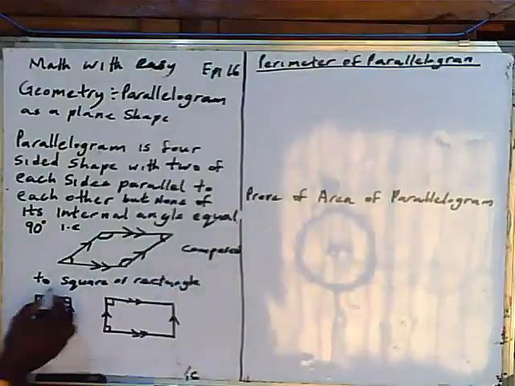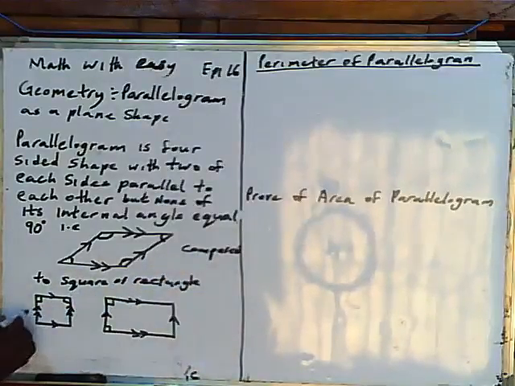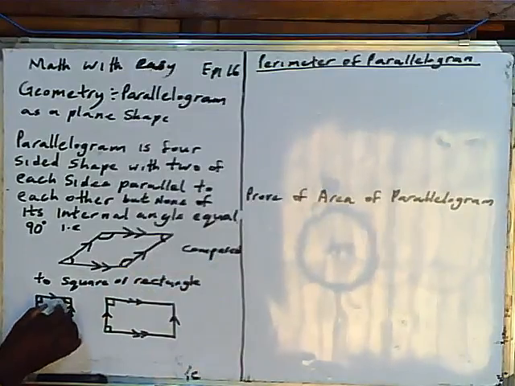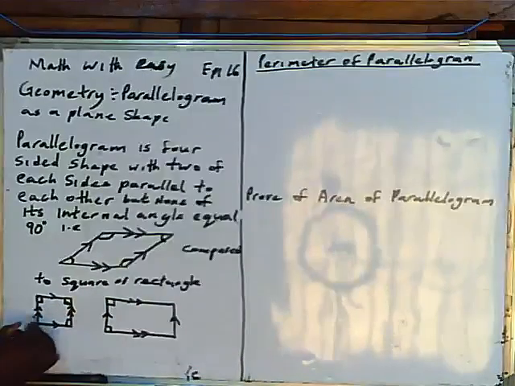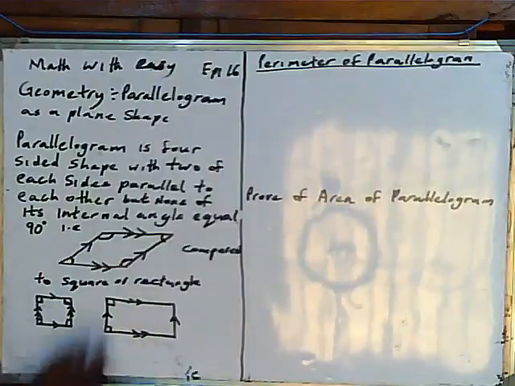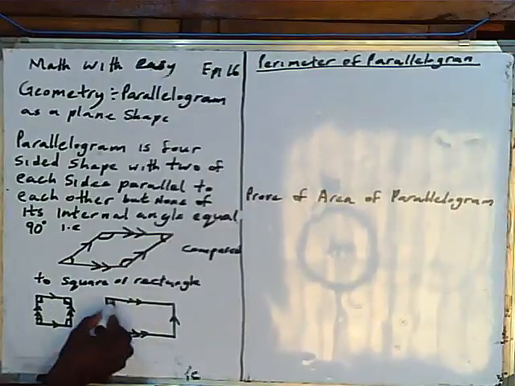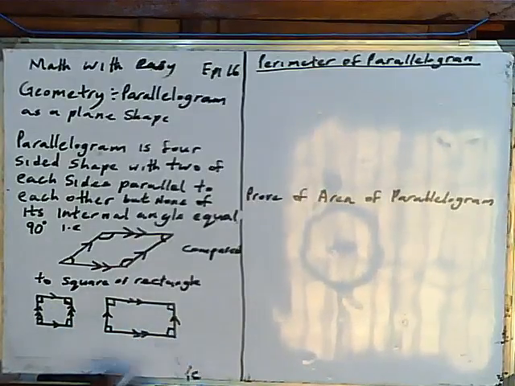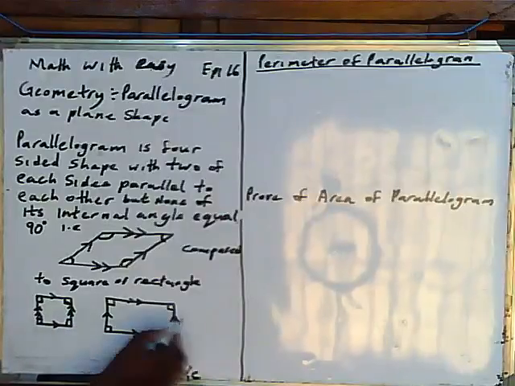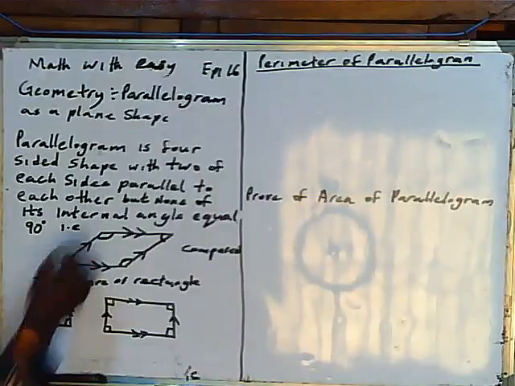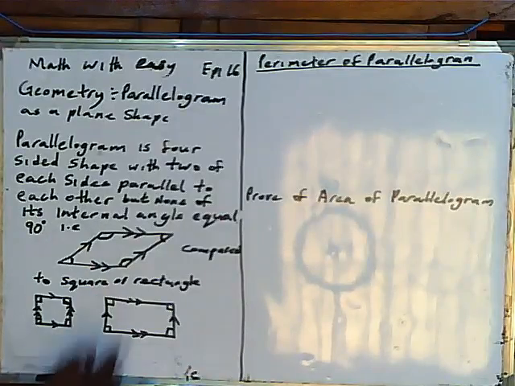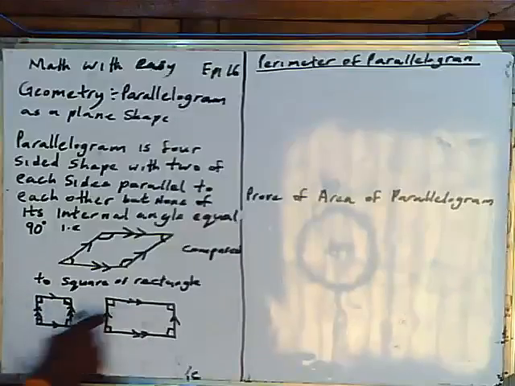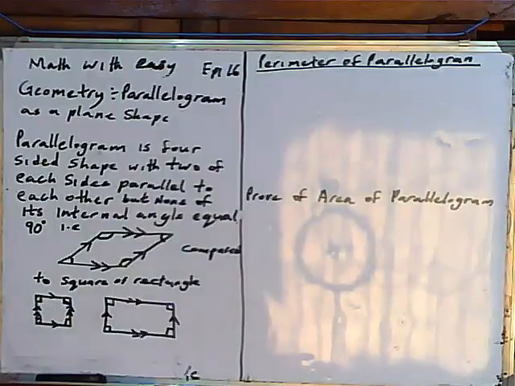So we compare it to square and rectangle. In the case of a square, all four angles are 90 degrees. That differentiates it from a parallelogram. Likewise, in a rectangle, all four of its internal angles are 90 degrees, though the sides are also parallel to each other like the parallelogram. The only difference is the 90 degree angle at the corners of the rectangle and square.